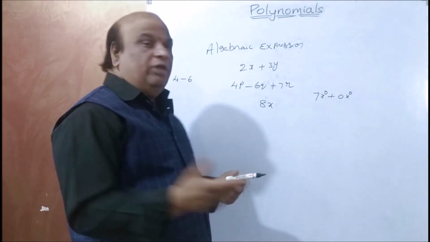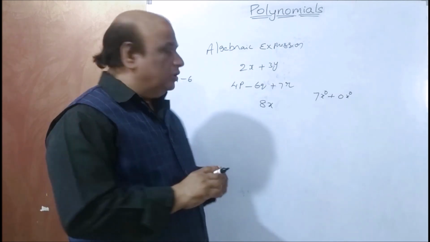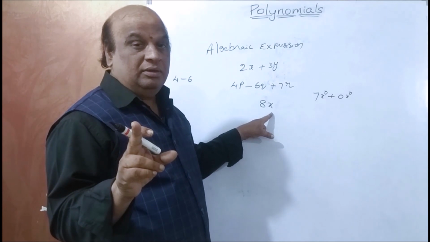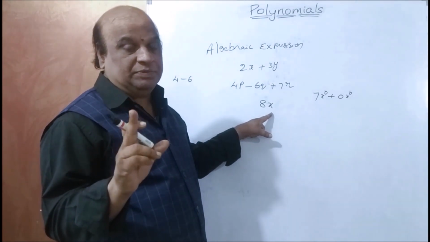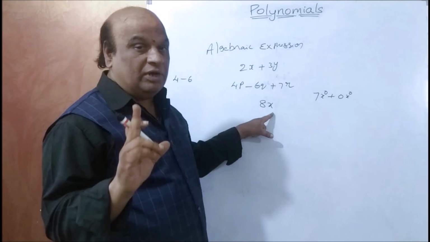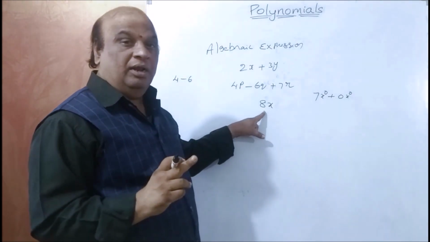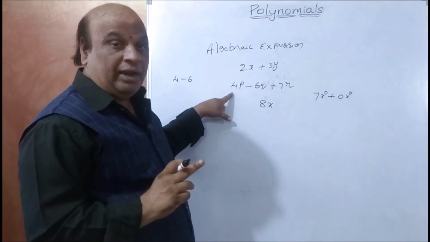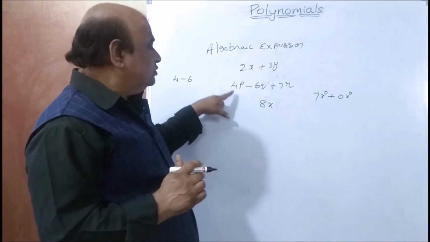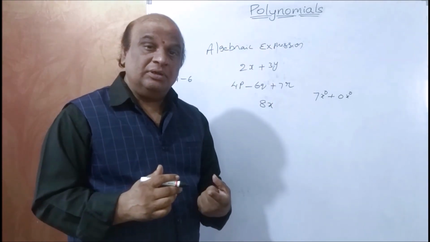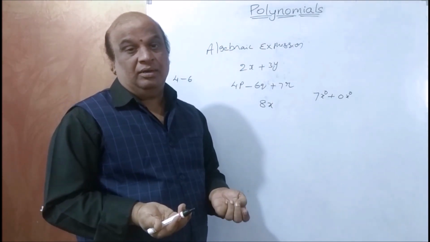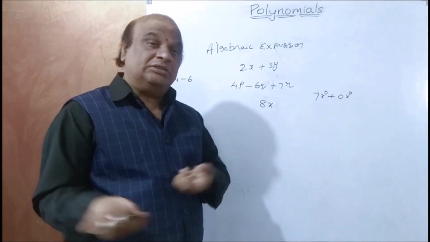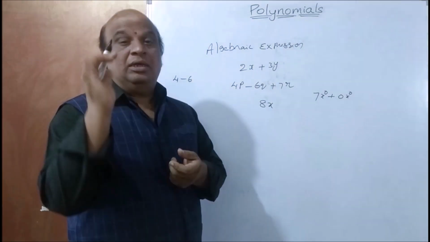Here there is only one term. Already we know if there is one term, it is a monomial. These are the types of algebraic expressions. What are the types of algebraic expressions? Monomial, binomial, trinomial. Suppose more than 3 terms, multinomial. Suppose there are 4 terms or 5 terms or 6 terms, that is called multinomial.